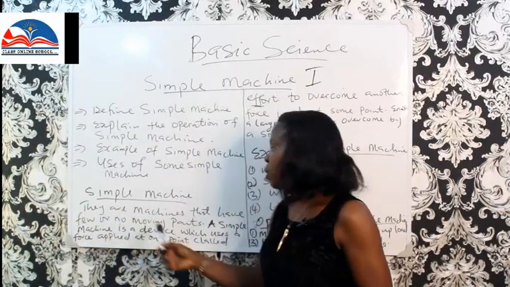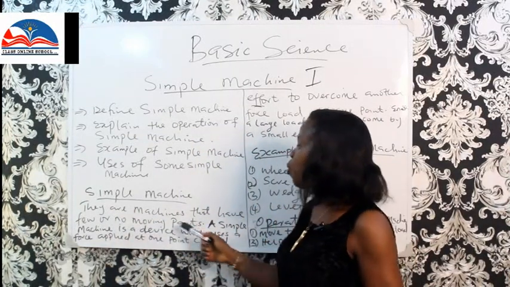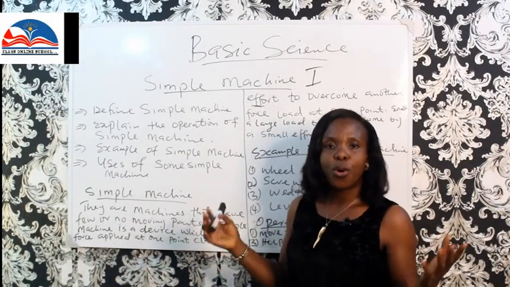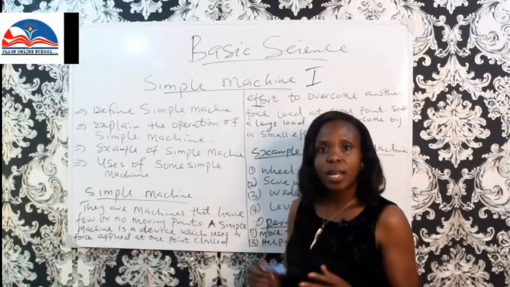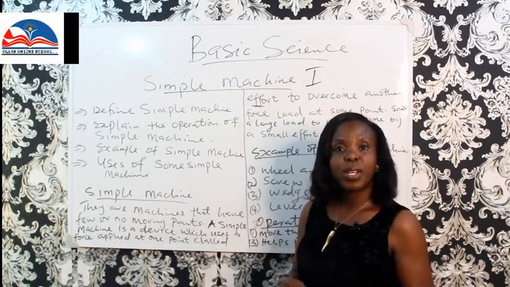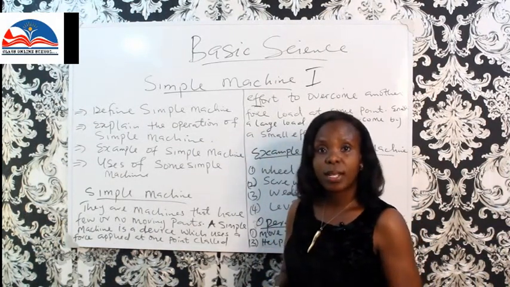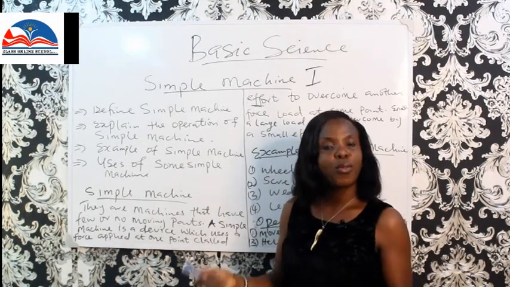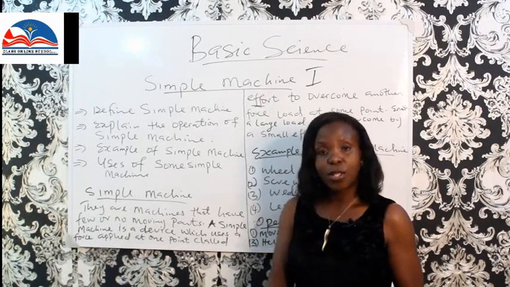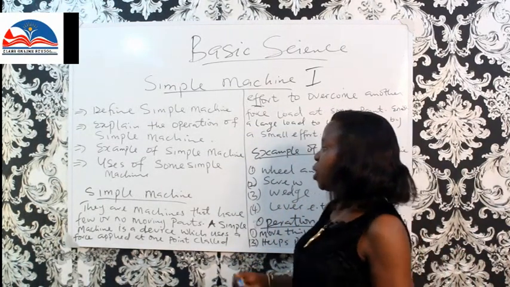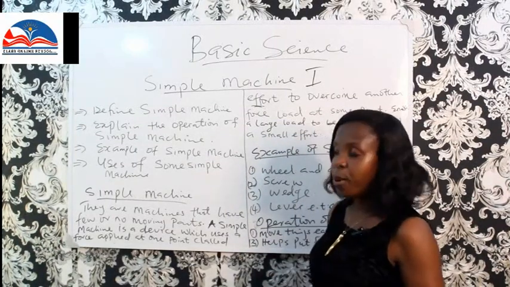Simple machines are machines that have few or no moving parts at all. A stapler has no moving parts. It's just a simple machine that has no moving parts. A saw that I use to saw wood has no moving parts unless you move it. So they are machines that have few or no moving parts.